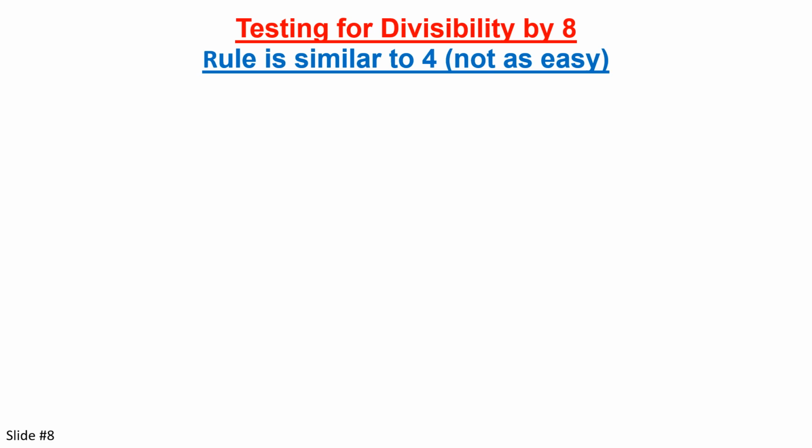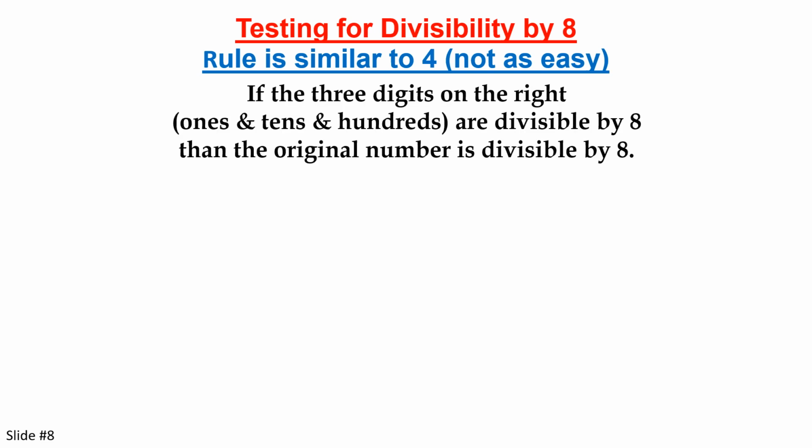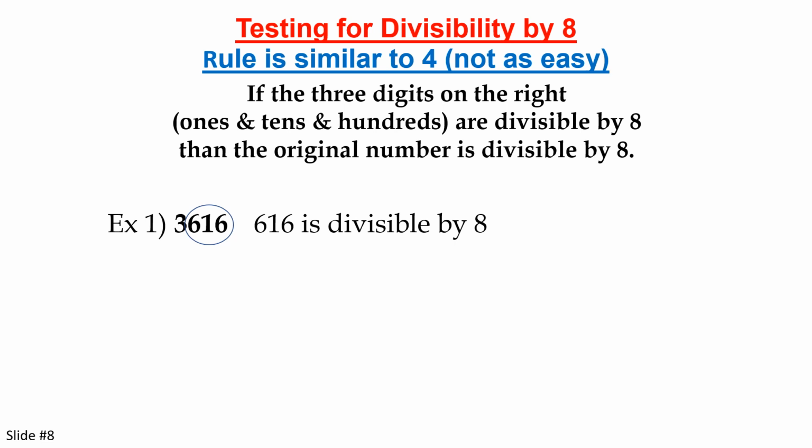Divisibility by 8. Similar to 4, but not quite as easy. So we're going to look at the 3 digits on the right, the ones, the tens, and the hundreds. If they're divisible by 8, then the original number is divisible by 8. 3,616. So I'm only going to look at 616. 616 is divisible by 8. This is why this is not as easy, which means the original number is divisible by 8.